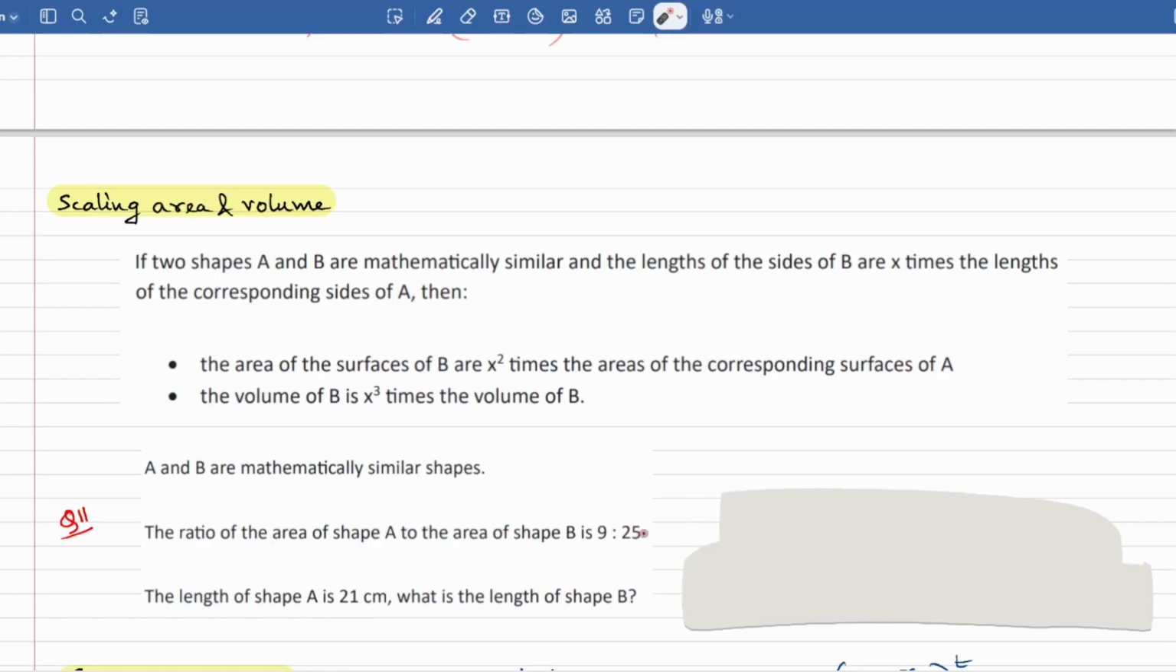I hope you have solved it. So 9:25 here means the ratio of lengths would be the square root of these, so 3:5. Now 3 units becomes 21 centimeters, so each unit is 7. Therefore, the length of shape B should be 5 into 7, which is 35.